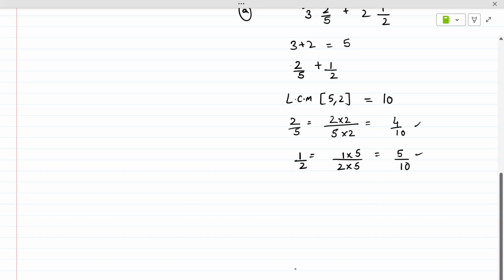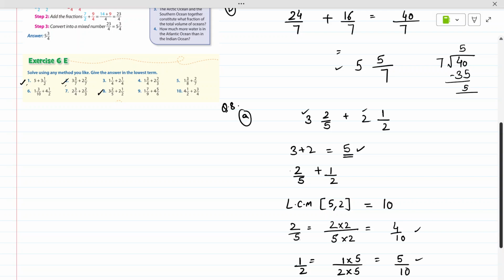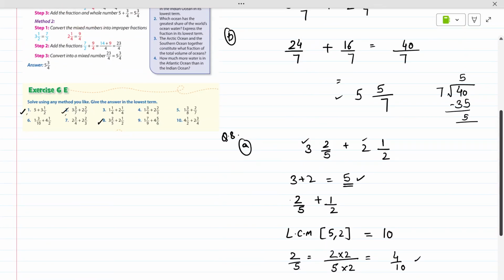These are two fractions. Let's add them. 4 by 10 plus 5 by 10. This will give us 9 by 10. Okay, so 9 by 10 is a proper fraction, so there is no need to change it to a mixed fraction. So what we are going to do, pick the whole number 5 and then add 9 by 10 to this. So this will be 5, 9 by 10. This is the answer. Okay, so I hope you have understood how we have done this question.